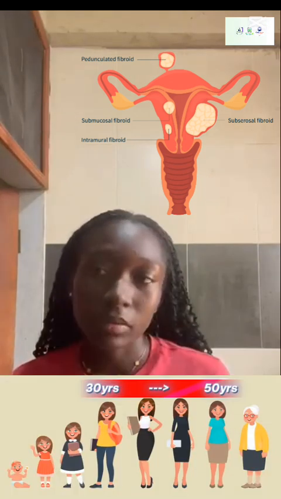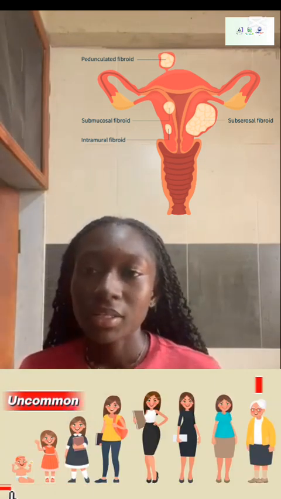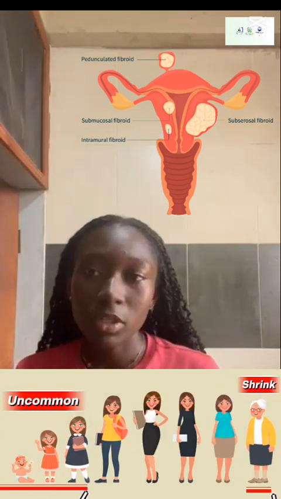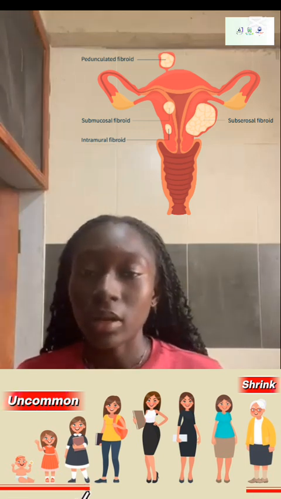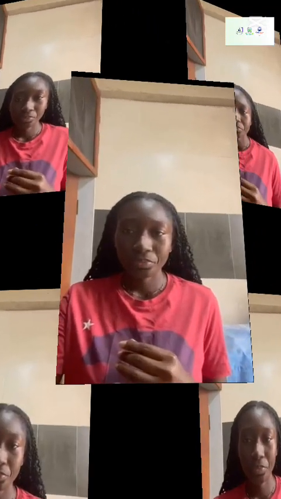Fibroids usually occur between the ages of 30 and 50 years and are influenced by female hormones, particularly estrogen and progesterone. They are uncommon before the onset of menstruation and tend to shrink after menopause because these hormone levels decline within menopause. It is estimated that 70 to 80% of women will develop fibroids within their lifetime.